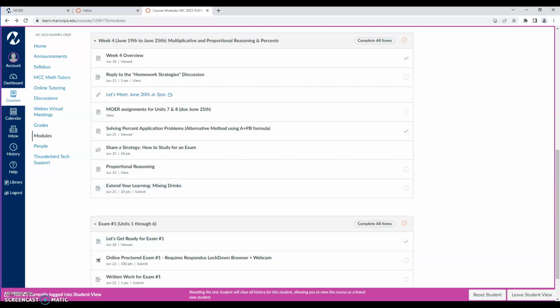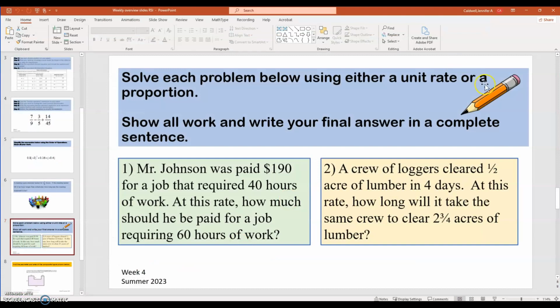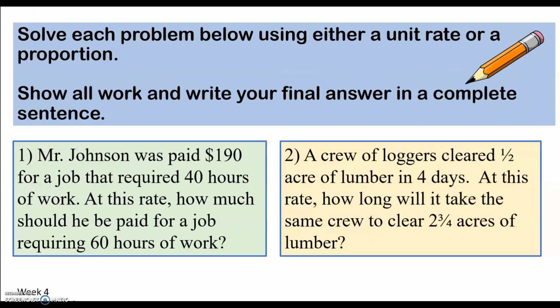Now, the moment you've been waiting for, the secret embedded question to get your bonus points. So here are 2 proportion problems. You can use either a unit rate or a proportion. Those are the 2 methods that I highlighted in the video. Show all your work and write your final answer in a complete sentence before you upload into the discussion board.